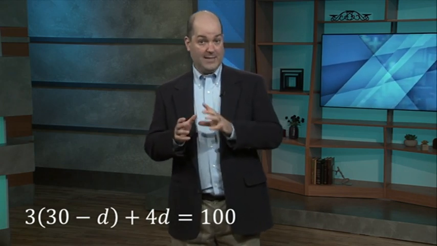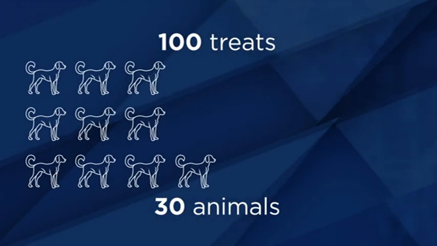And working through the problem, just as we did with the horses and chickens, we know that 3 times (30 minus D) plus 4D equals 100. This eventually simplifies to 90 plus D equals 100. And this tells us that D equals 10. So there are 10 dogs and 20 cats.